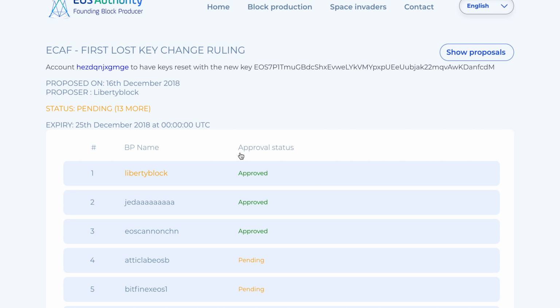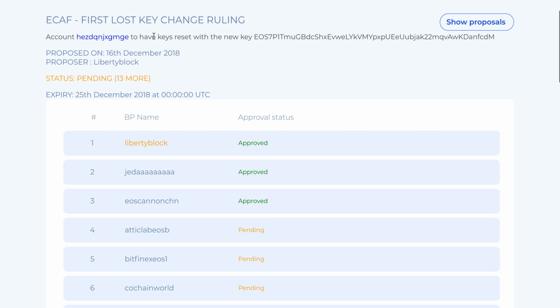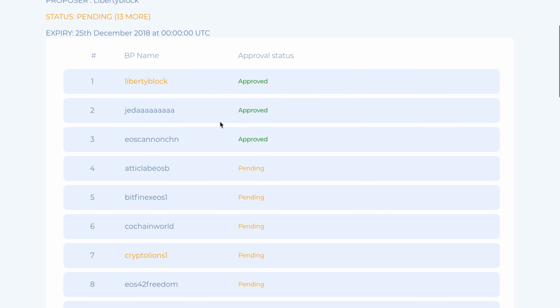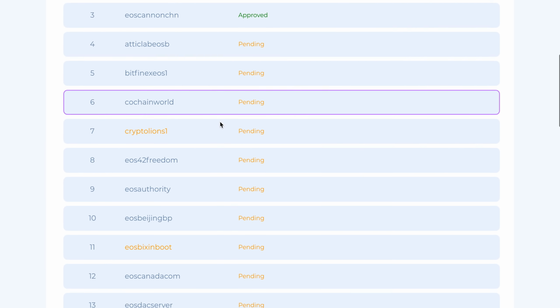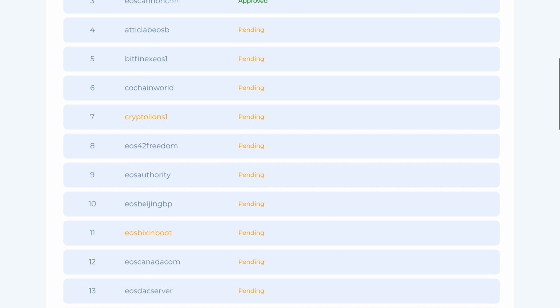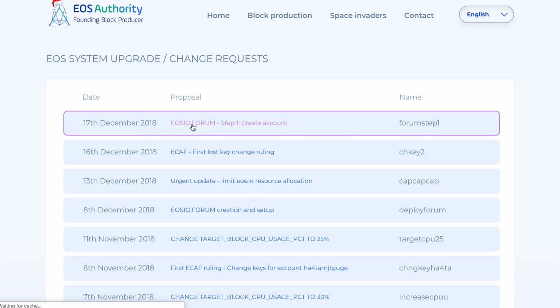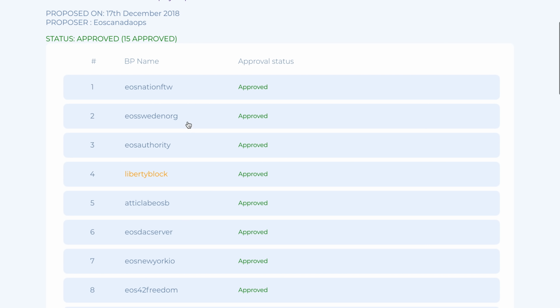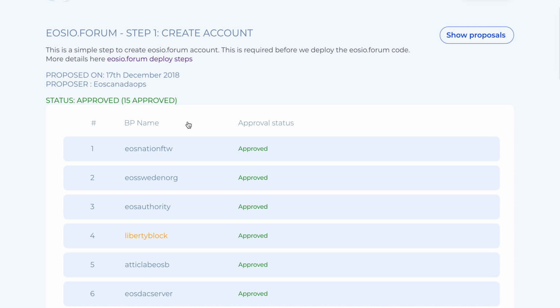And what we are looking at is that the first ECAF ruling to change the keys has been issued. And interestingly, none of the BPs are willing to support it now. It has been put up for voting. Looking at the votes, this ECAF ruling proposal was created on 16 December, and only 3 BPs have approved it. Everybody else is not willing to approve it. There is another proposal on 17 December, and it is already approved. So that means the BPs have already looked into what they want to approve.